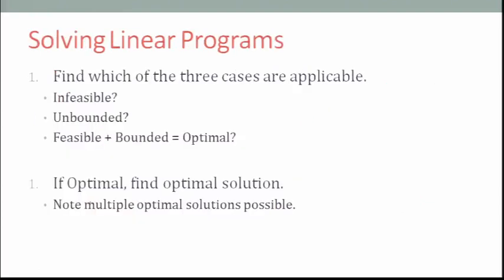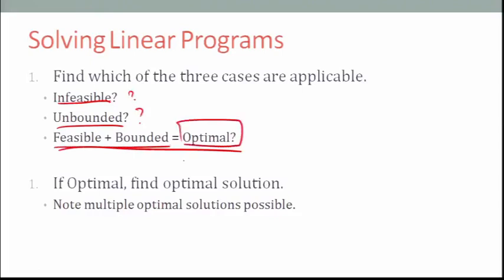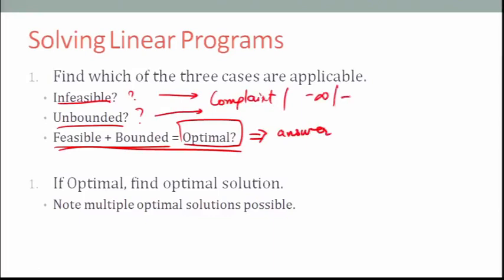Great. So what does solving a linear program do then? A solver has to identify which of these 3 cases is happening. Is it infeasible? Is it unbounded? If not, is it feasible and bounded? Yes. Then find an optimal solution in that case. Okay. So in these 3 cases, only one case will get you an actual answer. The other 2 cases will simply get you a complaint or an answer of minus infinity or plus infinity, depending on what solvers you're using.